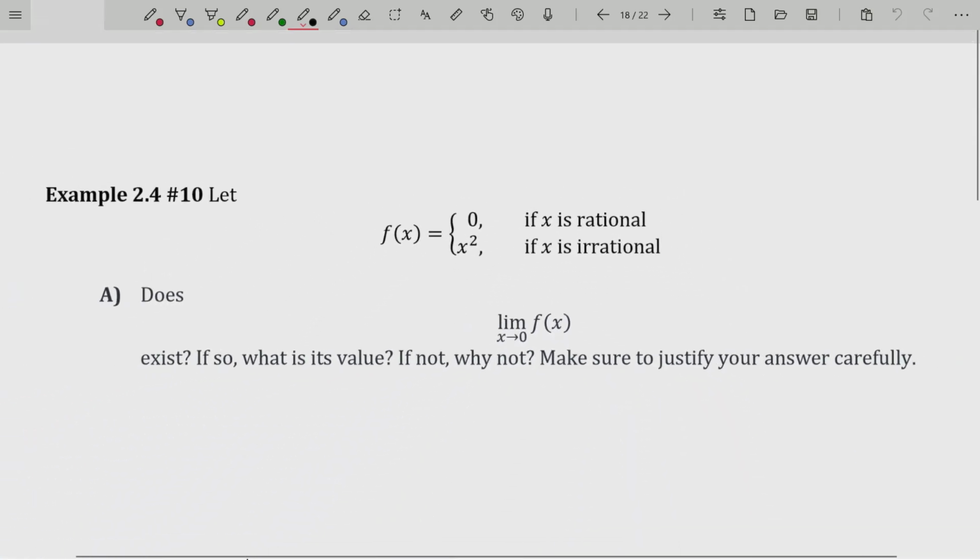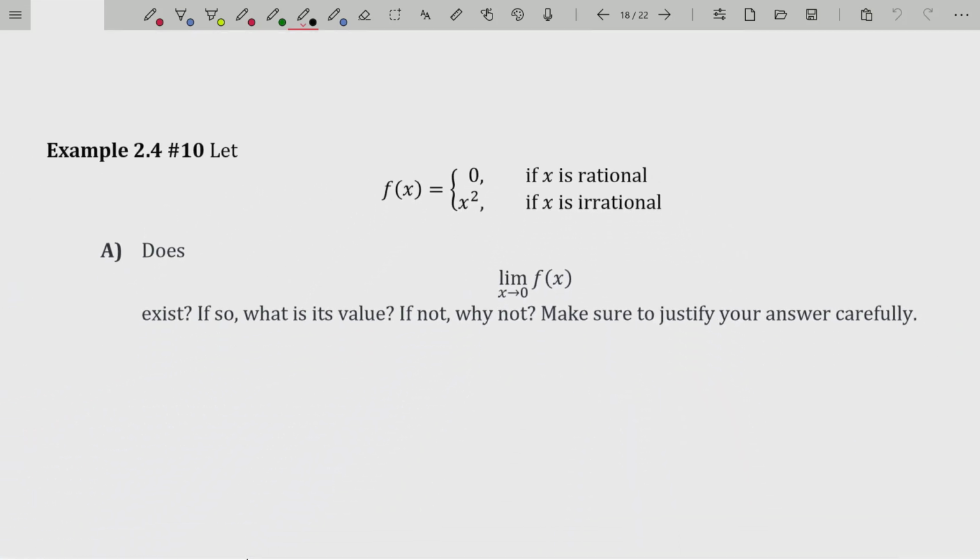So, does the limit as x approaches 0 exist? If so, what is its value? If not, why doesn't it exist? Make sure to justify your answer carefully.